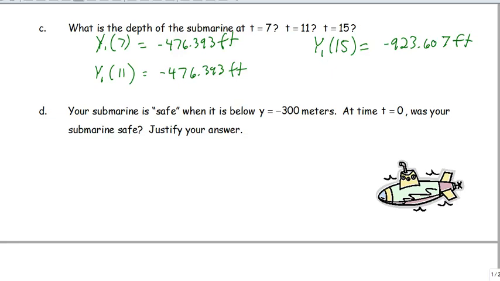Your submarine is safe when it is below 300 meters. At time equals 0, was your submarine safe? Well, let's look at the graph of this. Actually, we don't need to go to the calculator because it tells us time is 0, so let's just see what the depth is at time 0. We get negative 276.393. In order for our submarine to be safe, we have to be below that, which is more negative, like negative 350 or negative 400. So the submarine is not safe.